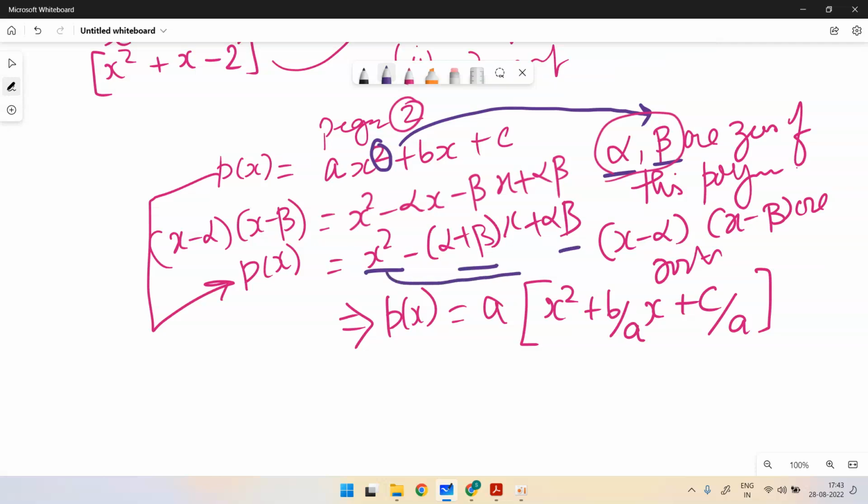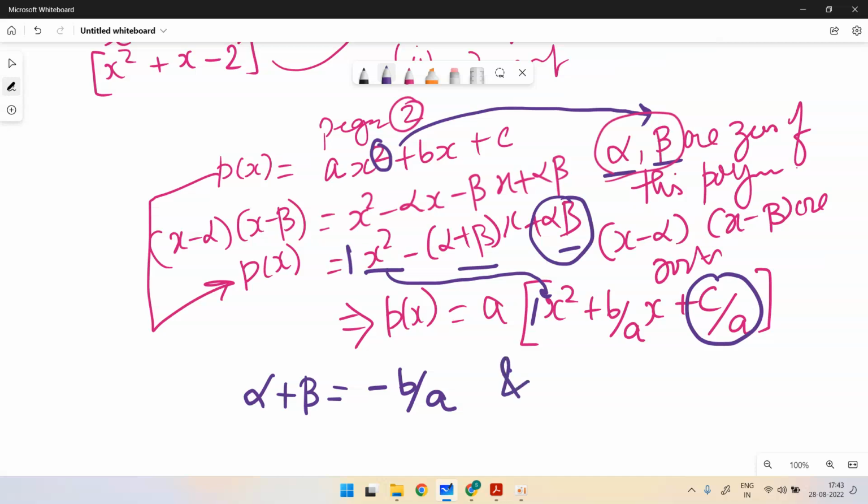The coefficient of x square is 1 here and 1 here, and here is minus alpha plus beta, equal to b by a. So from here you can write alpha plus beta equals minus b by a. And alpha beta equals c by a, a constant. So this is a thumb rule: the sum of zeros is equal to minus b by a, and the product of zeros is equal to c by a.